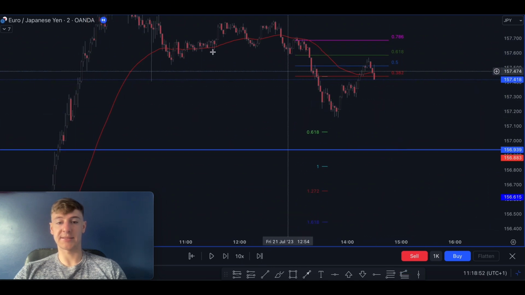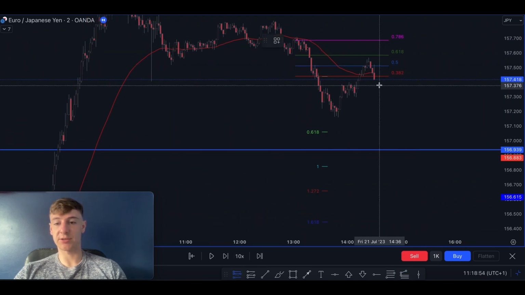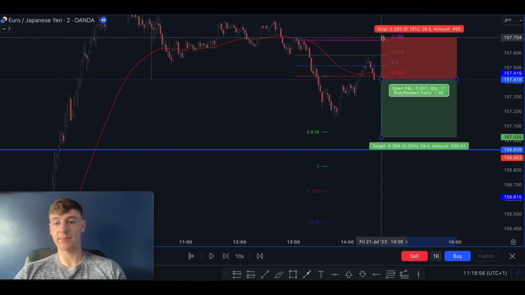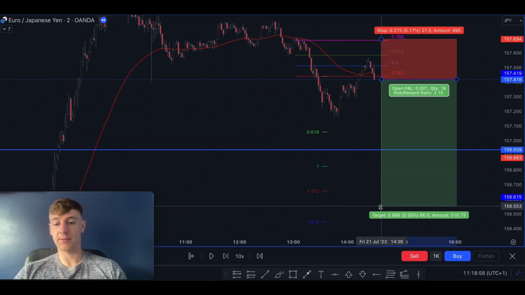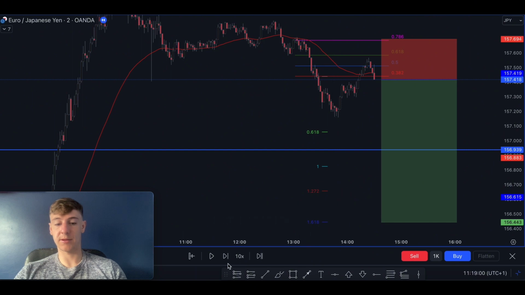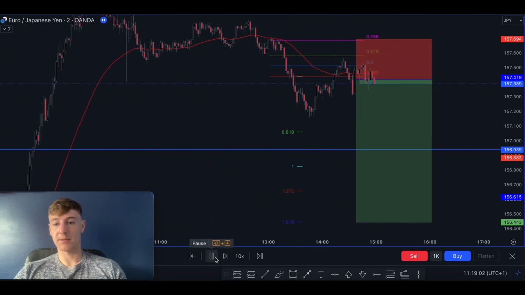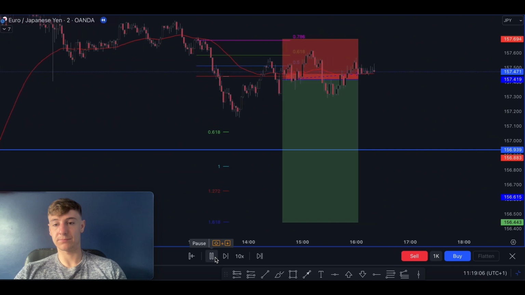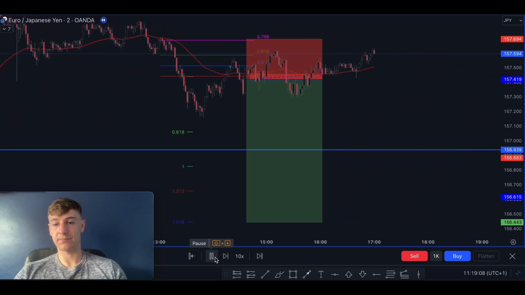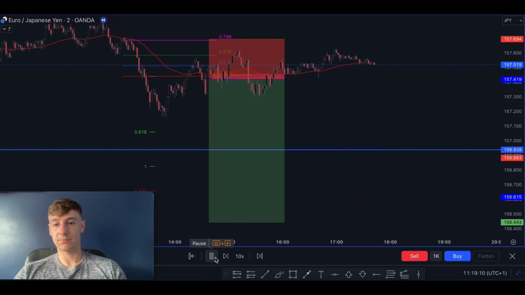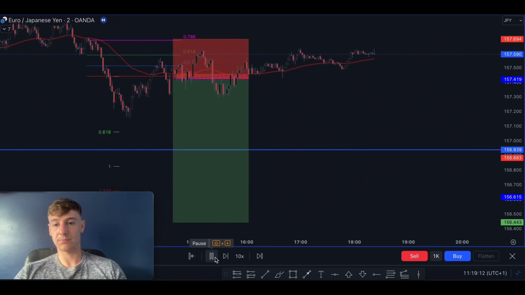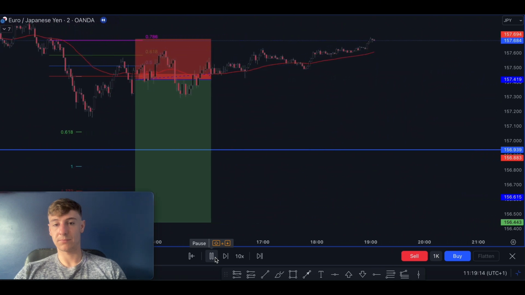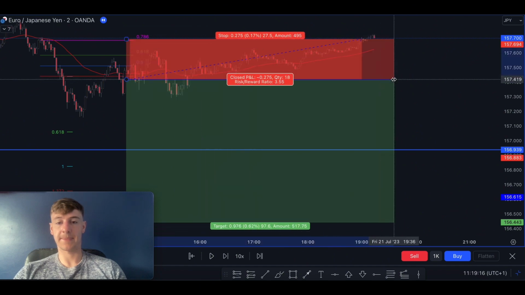Extension level. So we broke down, retest. These lower time frames have changed. Bearish momentum. Stop there, 1 to 3. And that would have stopped us out.